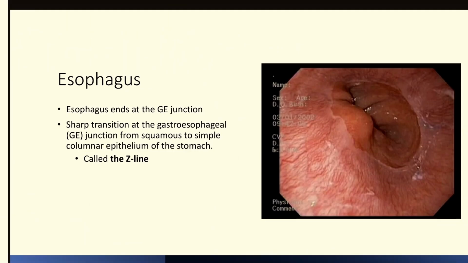So here is an endoscopy of the esophagus. And you can see this really clear difference between this type of tissue and the outer type of tissue. This demarcation line is called the Z line. And it's very clear. This is esophagus, this is stomach lining. This is made for acid, this is not made for acid. And you'll see some pictures in a little bit that show the damage done with erosive gastritis or esophagitis and whatnot.